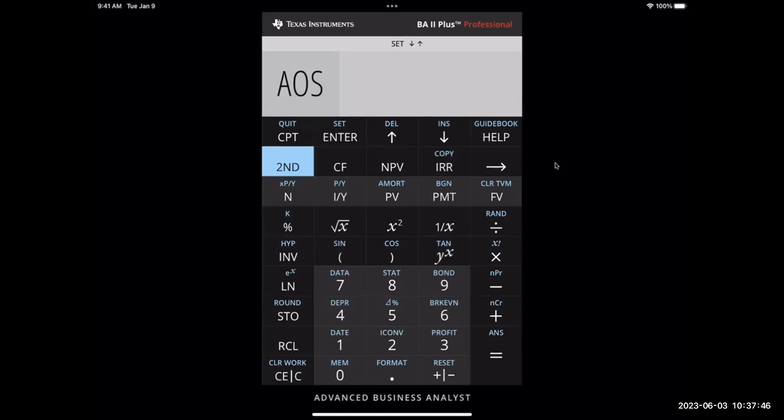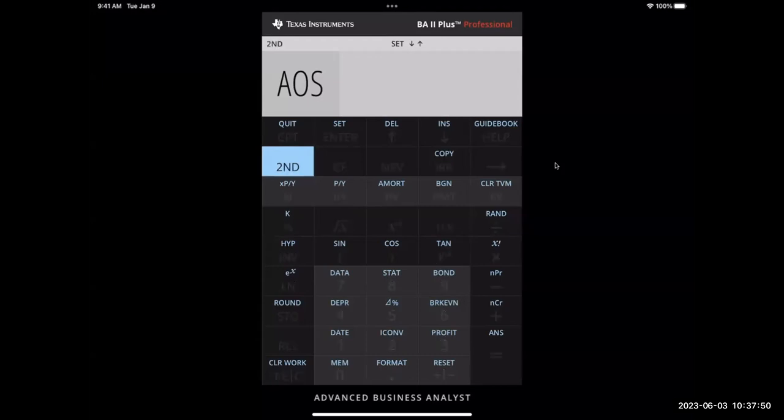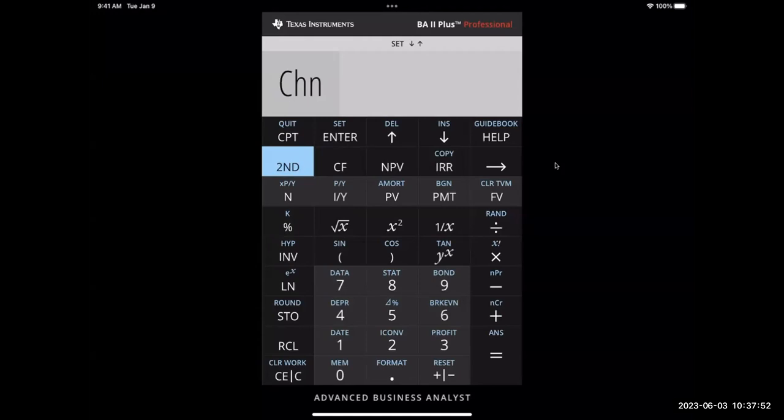Alternatively, if I hit second set, I change it to not use order of operations, but I want second set to use the order of operation, because what I'm going to show you is going to be very easy when it's in AOS. So make sure it's in AOS.